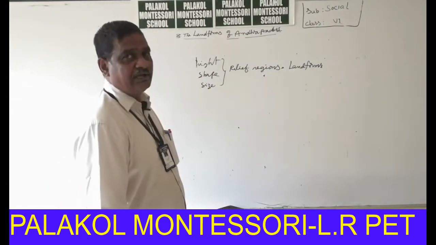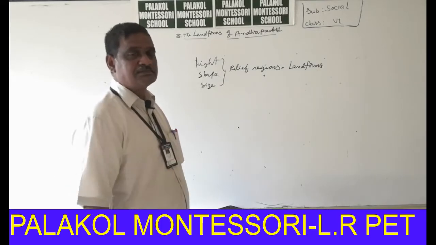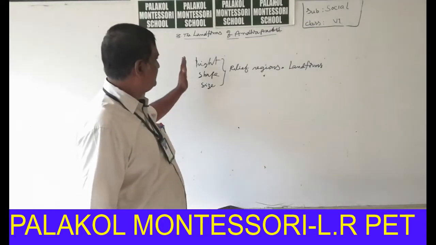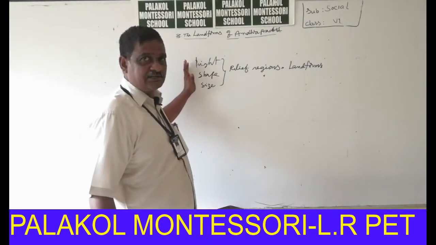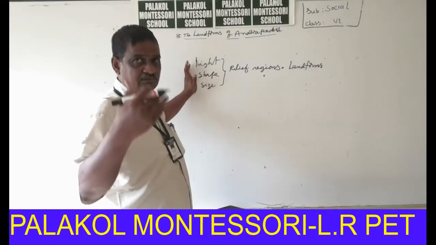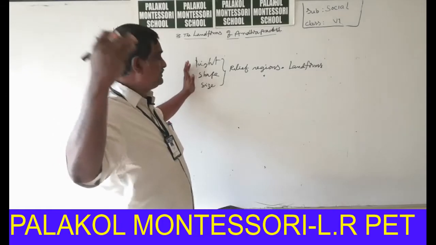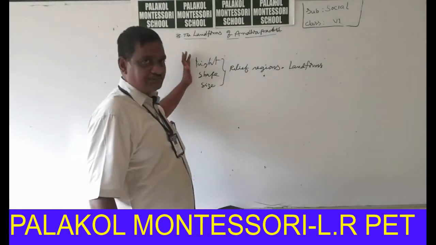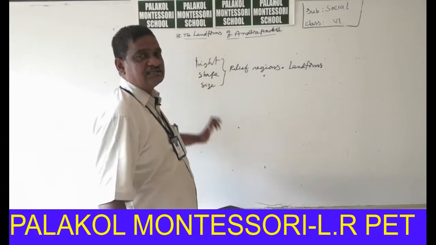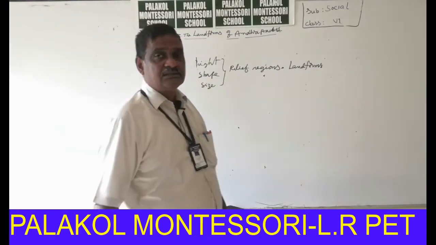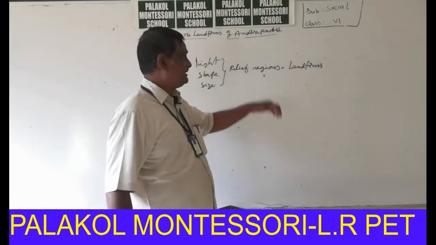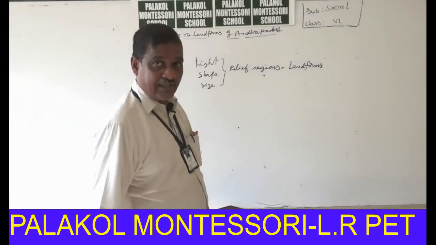Now we are going to learn about landforms. I can explain different kinds of landforms to you. Understand? The earth is not uniform. It differs from one place to another place while we are traveling. Its height is different, shape is different, and size is also different. These are called relief regions. It is nothing but the landforms of the earth.